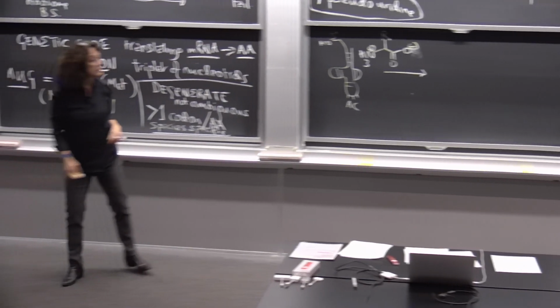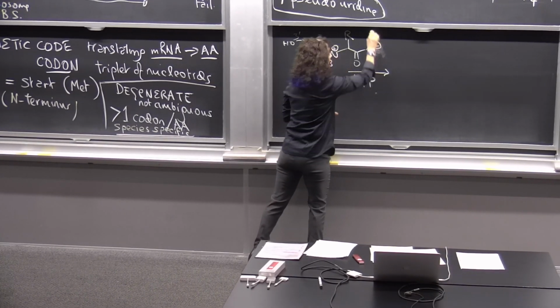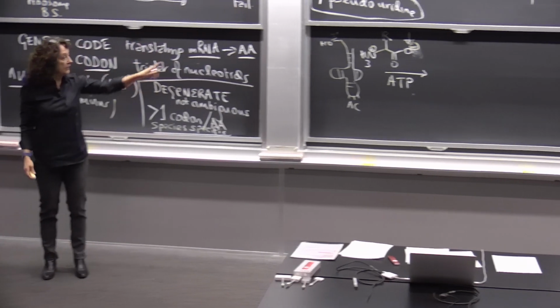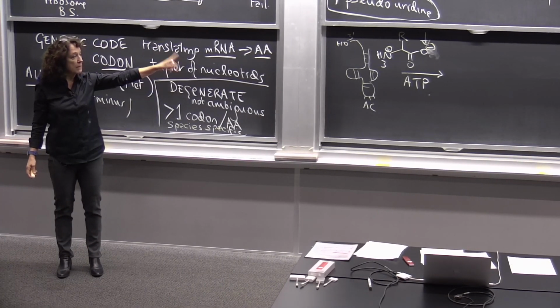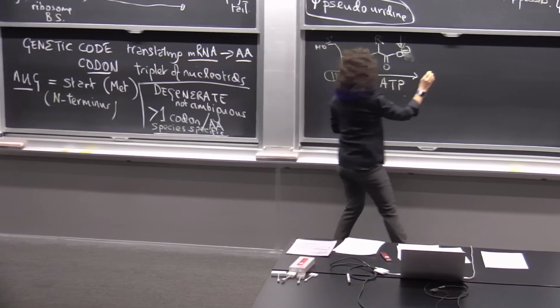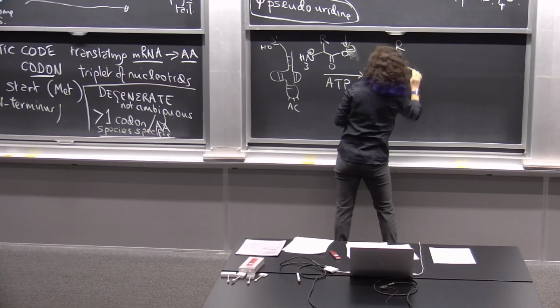And what we do is we need adenosine triphosphate to activate this for chemistry. And then the OH at the 3' end reacts with the amino acid. So I'm just going to draw that. I'm leaving out steps because otherwise it's too many and you'll be cross with me.